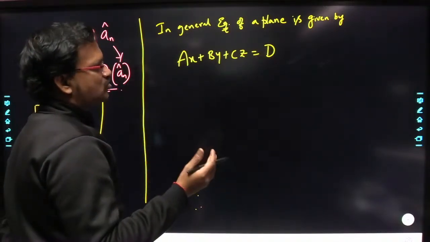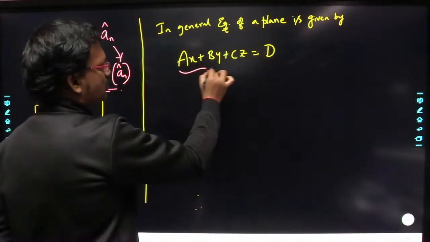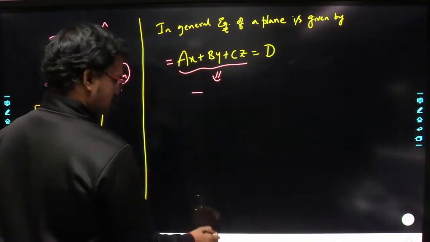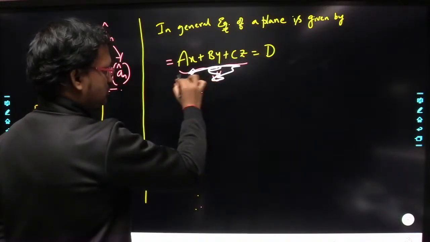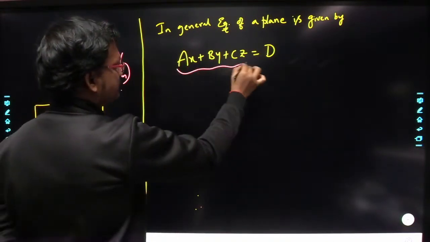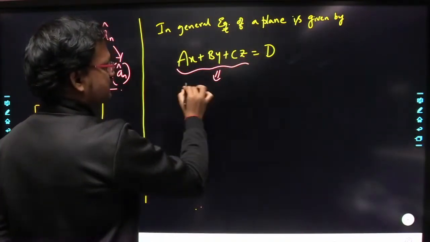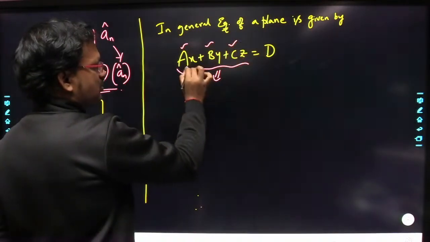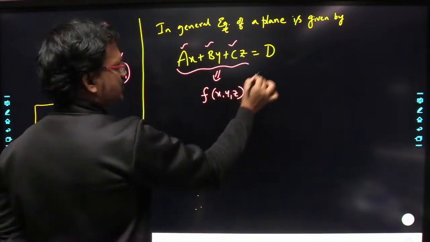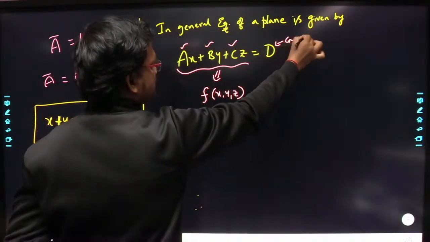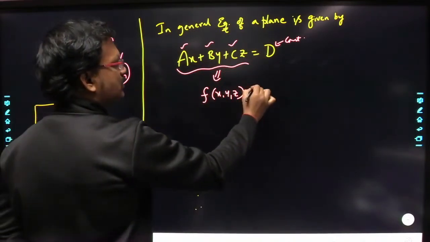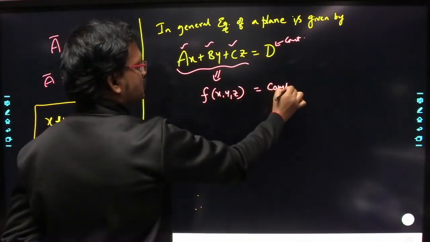One way is you can determine the gradient of this one. Let us say I can write the same thing as a function of X, Y, Z. A, B, C are constants here, so it is a function of X, Y, Z: f of X comma Y comma Z. This D is also some constant, right? A, B, C and D are constants. So I can write f of X comma Y comma Z is equal to some constant.